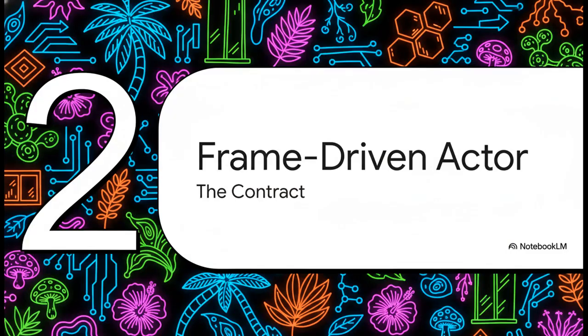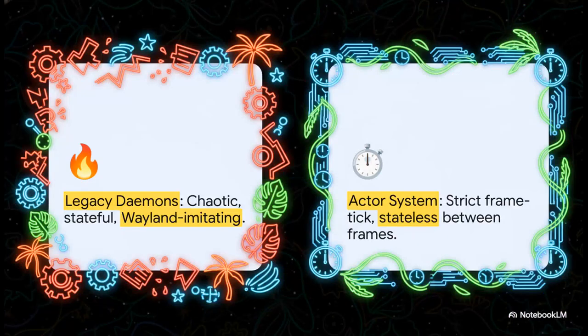Moving right along to Section 2, the frame-driven actor system. This is our contract. Thank goodness we finally ditched that broken, Wayland-imitating daemon model. It was so chaotic, way too stateful, and just a breeding ground for race conditions. Instead, we've successfully shifted to a mathematically sound, frame-driven actor system. Now we have strict frame tick ordering. Every single frame is its own closed execution quantum. Silk Shell is completely stateless between frames now. It doesn't try to remember historical UI states at all. It simply reacts to the current epoch and computes exactly what the UI needs to look like right this second.